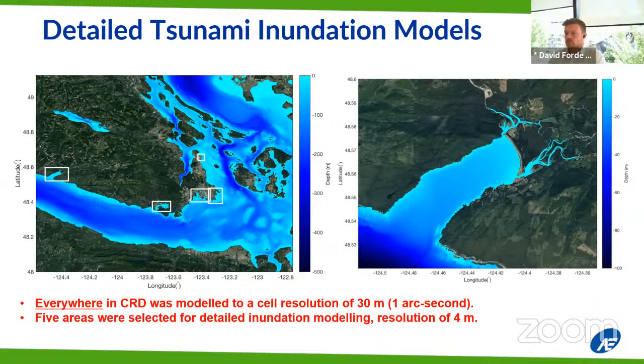The plot here on the left shows essentially the nesting at 30-meter resolution for the CRD area, and then the 5 highlighted areas are the areas that were done at high resolution, at 4-meter resolution. Next slide, David, please.